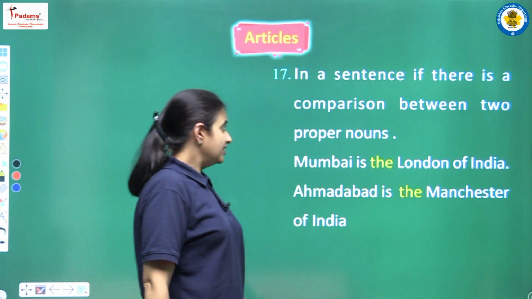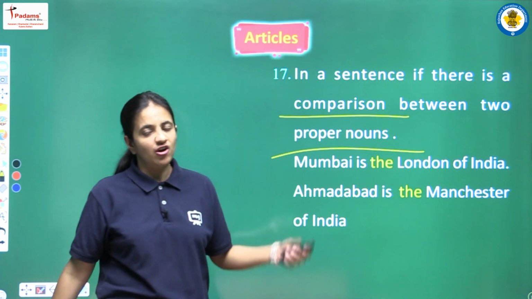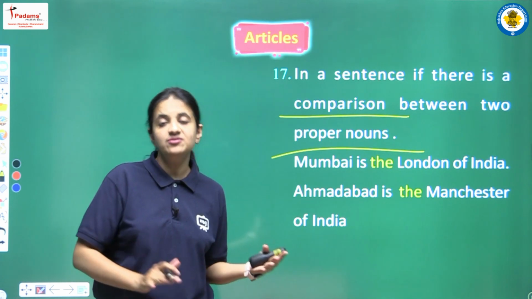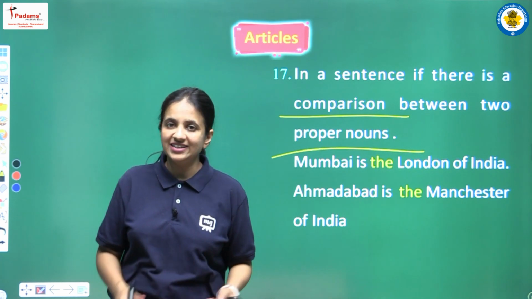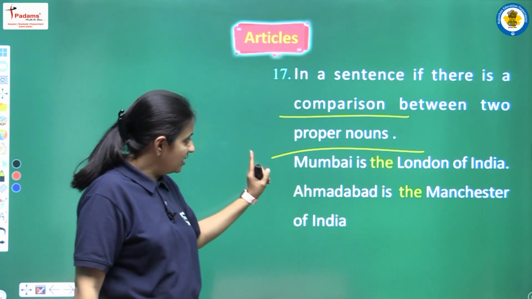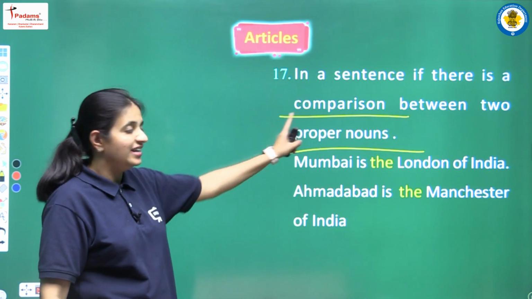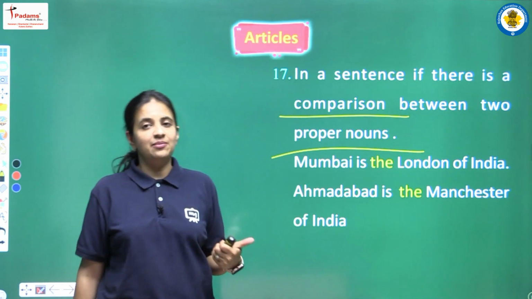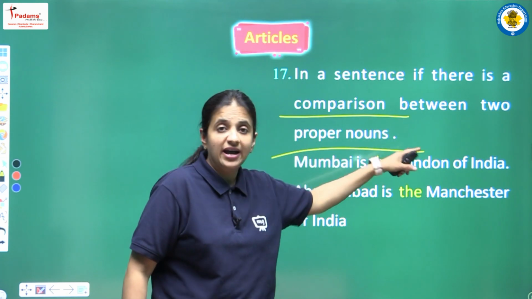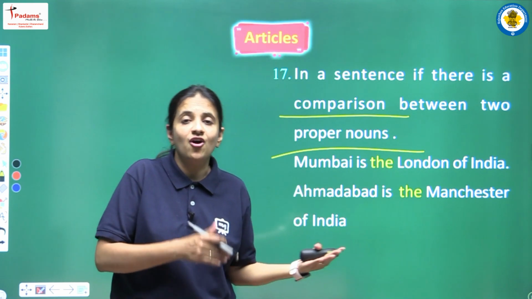Next point we have here. Let's read: in a sentence, if there is a comparison between two proper nouns, then also we have to use "the" as an article. Let's try to understand the example to clear this point. The first example: Mumbai is the London of India. After reading this example, we can say that we have one comparison, right? Mumbai is being compared to London, and we are saying that Mumbai is just like London of India.